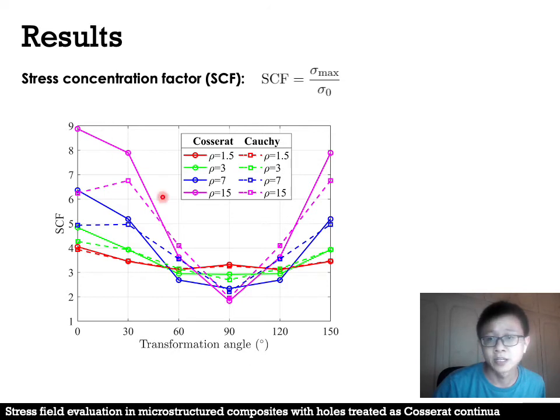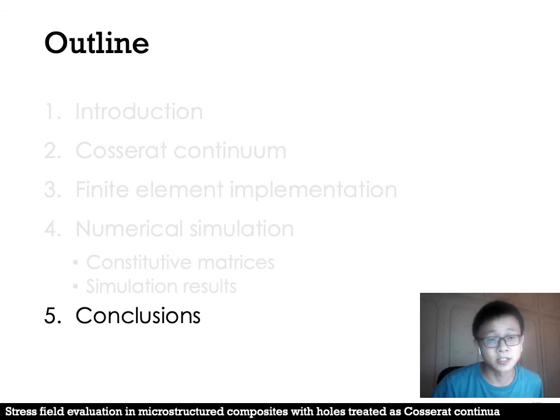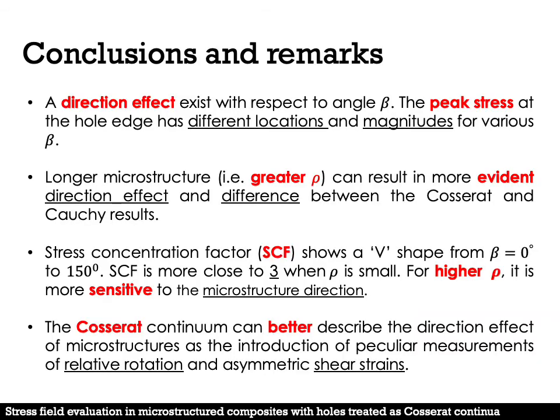For both models, when rho equals 1.5, the SCF shows values closest to 3. That is the well-known analytic solution for an infinite isotropic plane with a circular hole. For high rho, the range of the SCF is wider, indicating that SCF is more affected by the direction of the microstructure. The last section is the conclusions and some remarks.